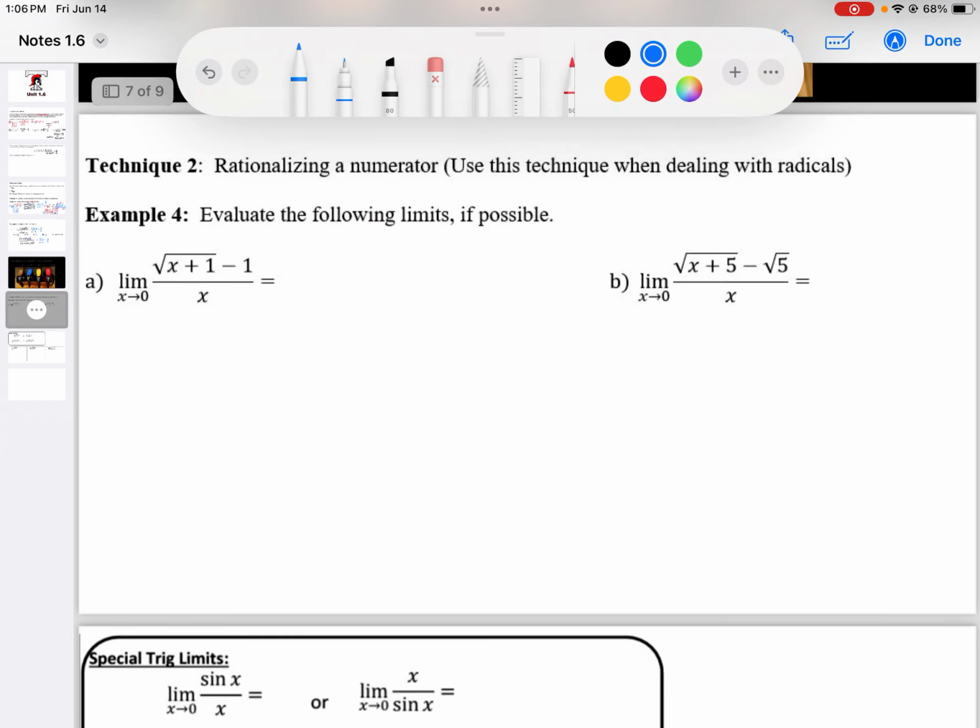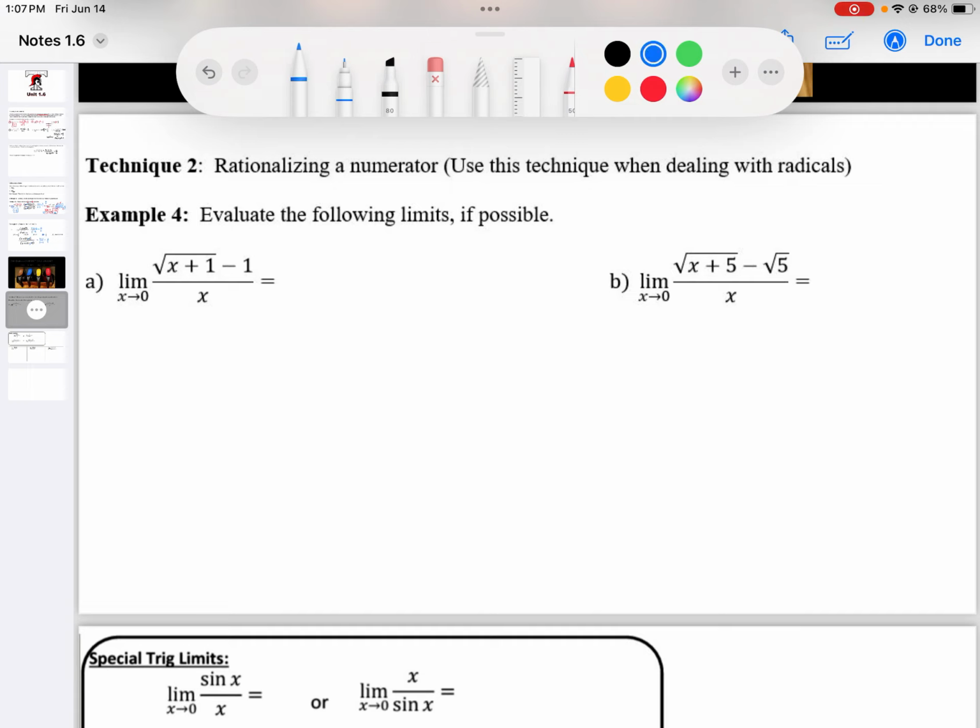All right, another technique, if we get the indeterminate form, is to rationalize the numerator. Now you've rationalized the denominator before if you had a square root on the bottom, but this is a little trick where you rationalize the numerator. So the first thing I'm going to do is plug in 0. I get 0 plus 1, which is the square root of 1. And that's 1 minus 1, which is 0. That's the indeterminate form.